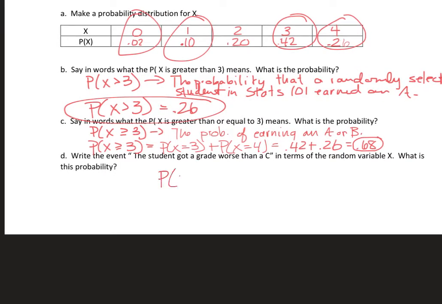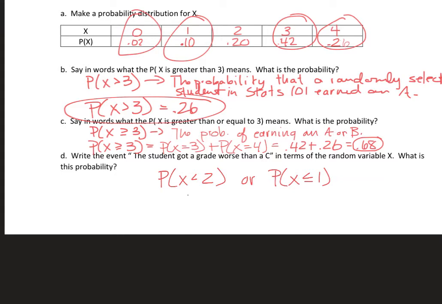So we actually have two different ways we can write this. We can ask, what's the probability that it's less than 2? Not including 2, not including a C. So less than 2, a D or an F. Or, what's the probability that it is less than or equal to 1? Either of those notations would work and be correct on this particular one.